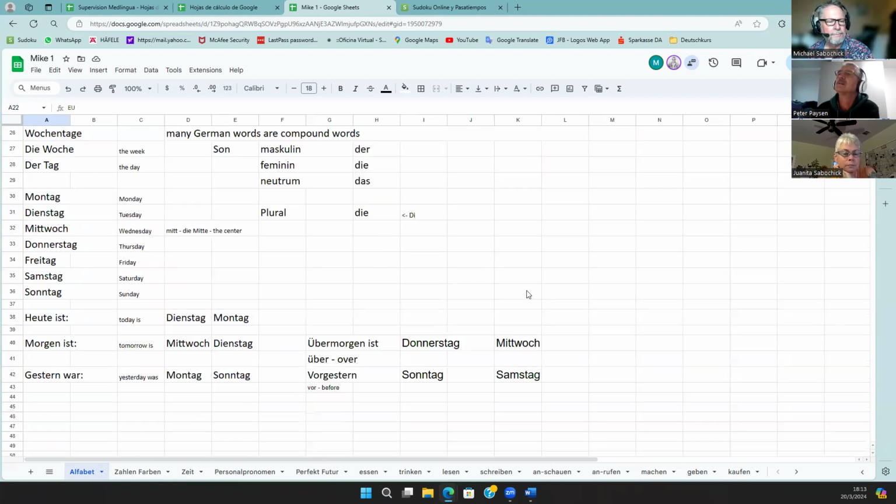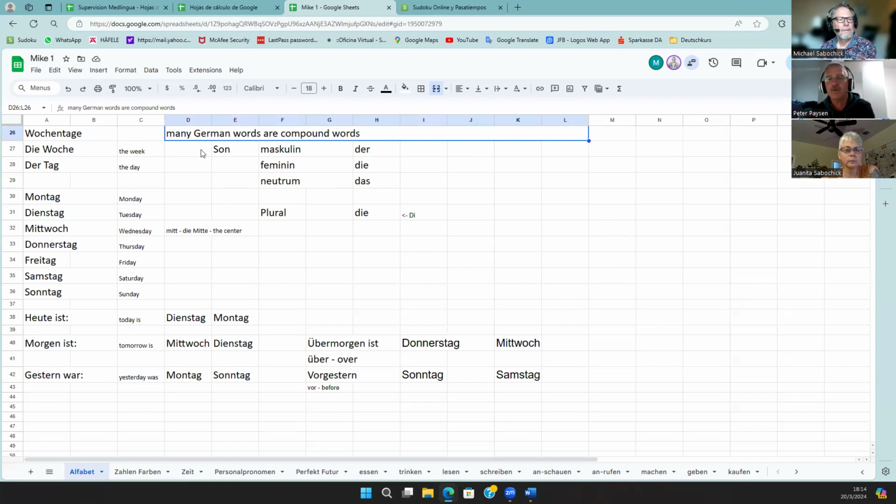Now, let's start with the first words. We got this one here, which is Wochentage. So many German words, like it says here, are compound words. So Juanita, if you do Duolingo, you must have already come across German compound words. Yes. Okay. And that's why German words take longer, because you just add one word after another. And between the words, you just put an S, for most of them.